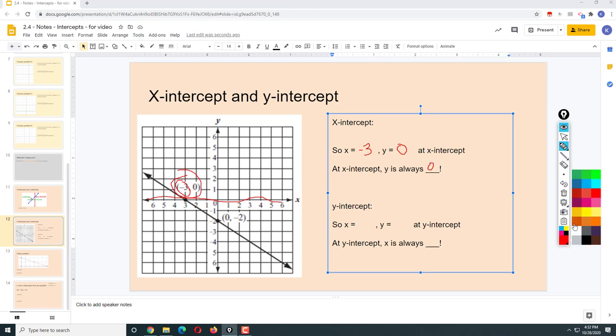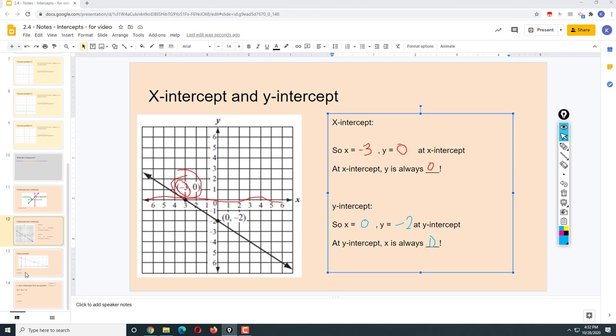At the y-intercept, this is at 0, negative 2. So we can say that the y-intercept is just negative 2. At the y-intercept, x is always 0. The x-intercept is sometimes important, but the y-intercept is almost always important. We'll see why it's important in context in the next lesson.